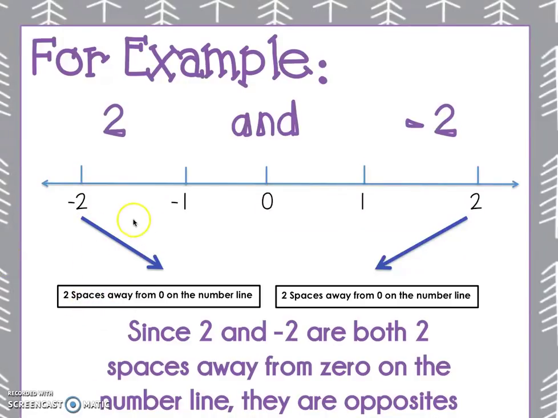Okay, negative 2 is 2 spaces away from 0 on the number line, and positive 2 is 2 spaces away from 0 on the number line. Okay, since 2 and negative 2 are both 2 spaces away from 0 on the number line, we consider those opposites. So, for example, if we were just to run through them, the opposite of 5 would be negative 5. The opposite of negative 9 would be positive 9.